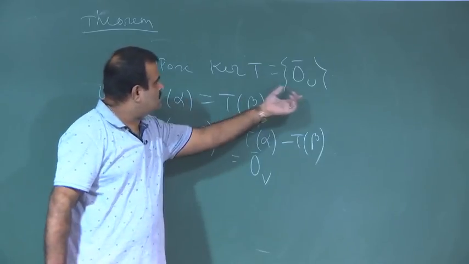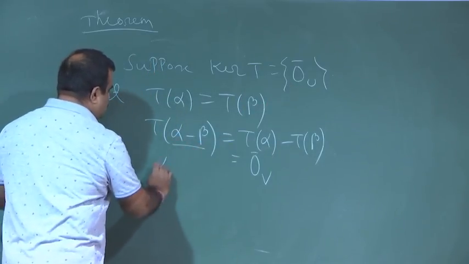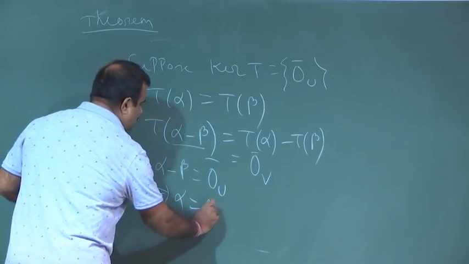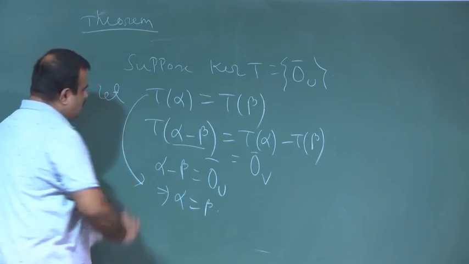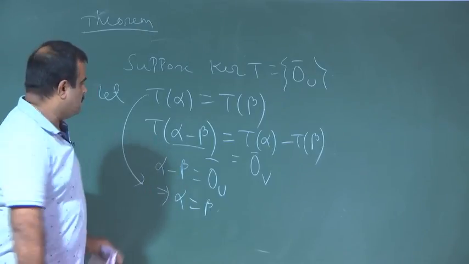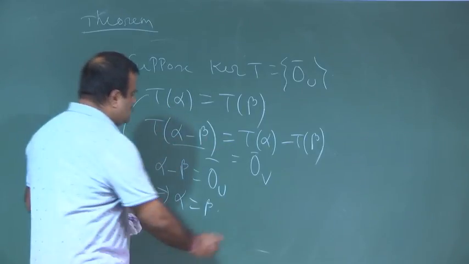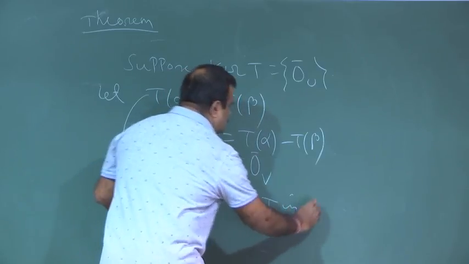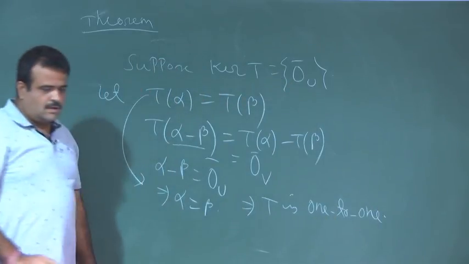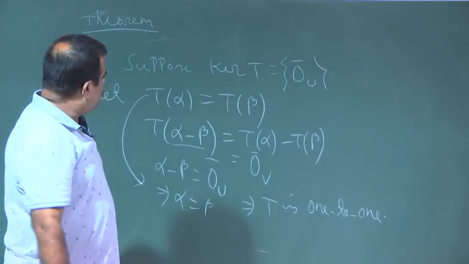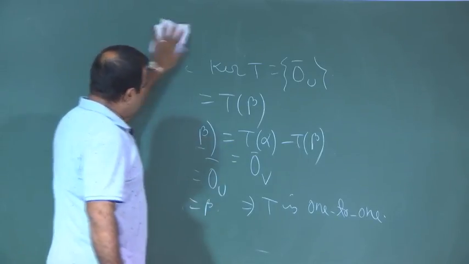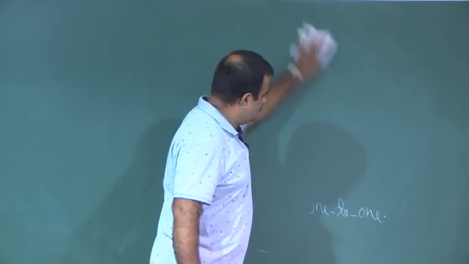Now, we know the kernel consists of only the 0 vector, so alpha minus beta must be equal to 0. So this implies alpha is equal to beta. So T of alpha equal to T of beta implies alpha equal to beta, and this is true for all alpha, beta. So this implies T is 1 to 1 or injective. So, if the kernel of T is the 0 vector, then the mapping T is 1 to 1.